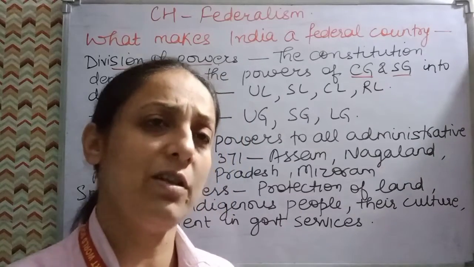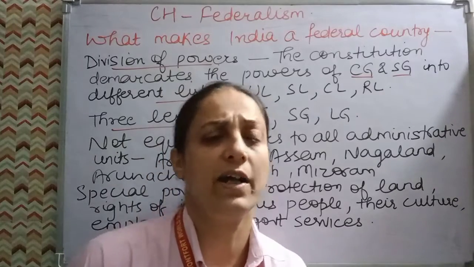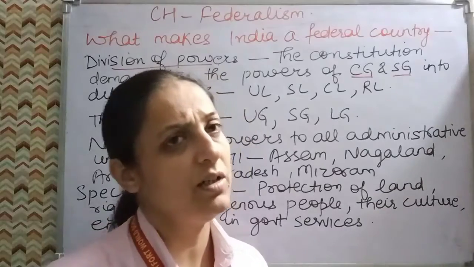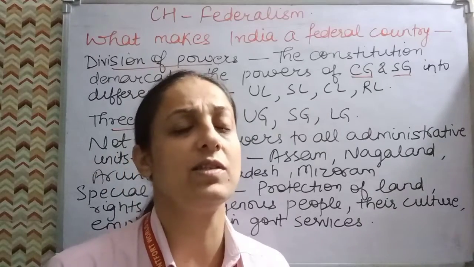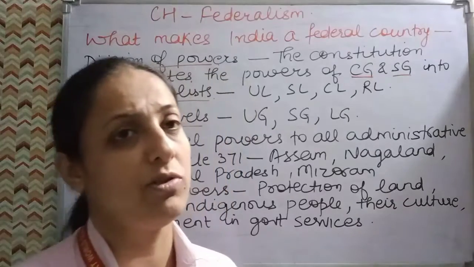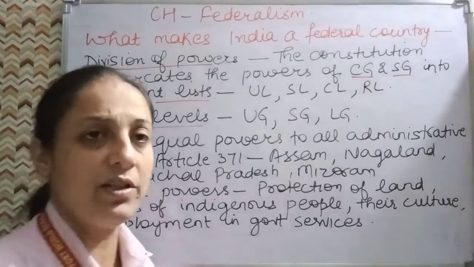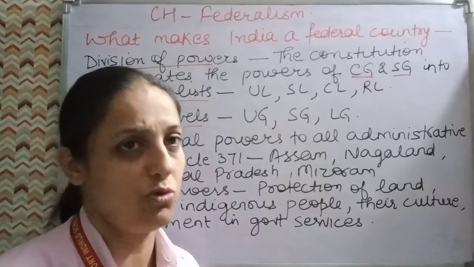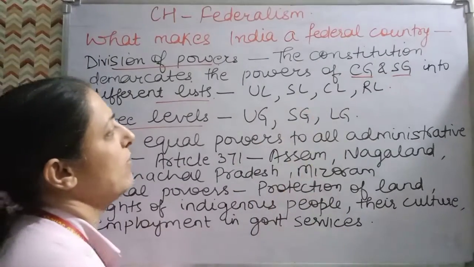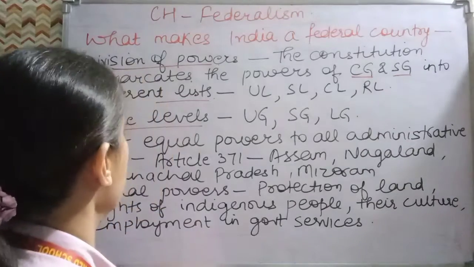Then whichever subjects are left, and after our constitution was enacted, so many subjects were added like computer software, IT. So all these areas come under the residuary list, and under the residuary list the center will legislate, that is, the center has the power to make the law. So the complete division is there, everything is properly specified in the constitution. So the legislation is completely demarcated in the form of lists: union list, state list, concurrent list, and then the residuary list.